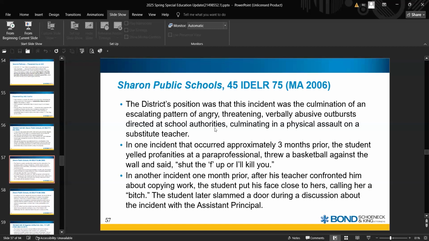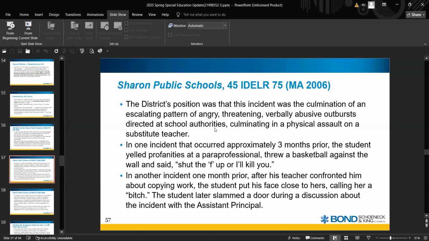Now, one incident occurred approximately 3 months later. He yelled profanities at a paraprofessional, "Shut the F up or I'll kill you." I mean, that sounds scary, right? That can be pretty scary. A 17-year-old yelling in your face that they're going to kill you would be jarring for most people. In another incident, a month prior, the teacher confronted him about copying work, and he got real close to her face and called her the B word. Later, he slammed the door during a discussion about the incident with the principal.